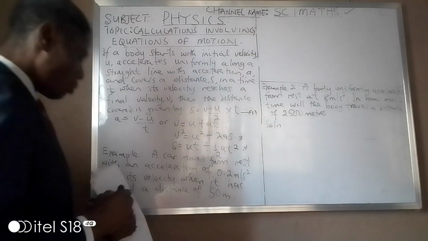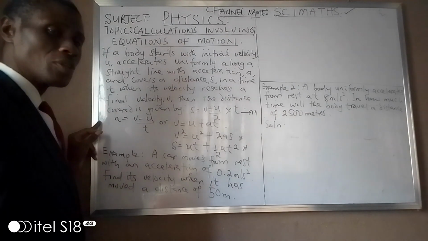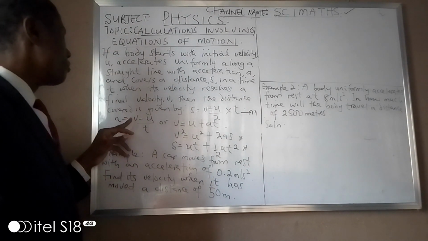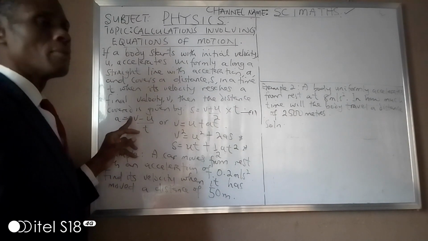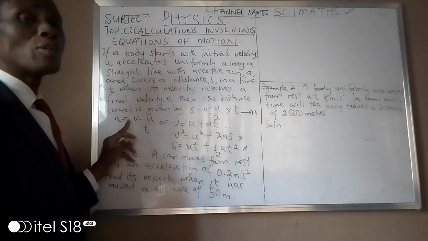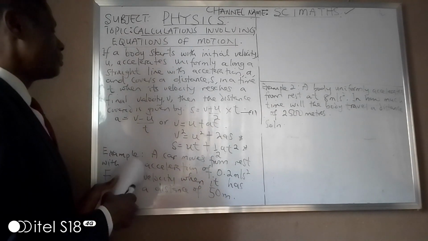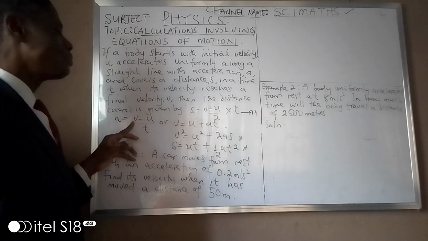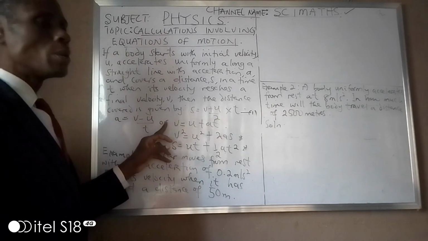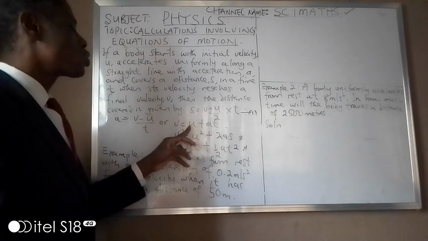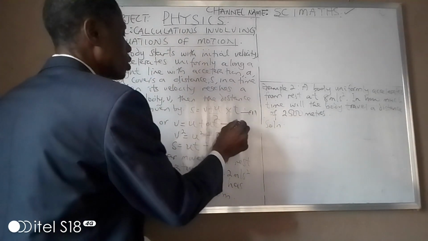The second one we can derive by saying that acceleration a is equal to what? v minus u all over t. v minus u, that is the change in velocity, all over the time taken. So if you want to make v the subject of the formula here, if we cross multiply, we end up getting v is equal to u plus at. So this is the second equation of motion.